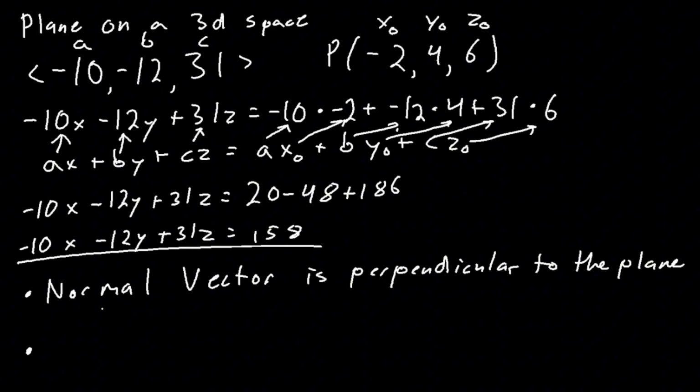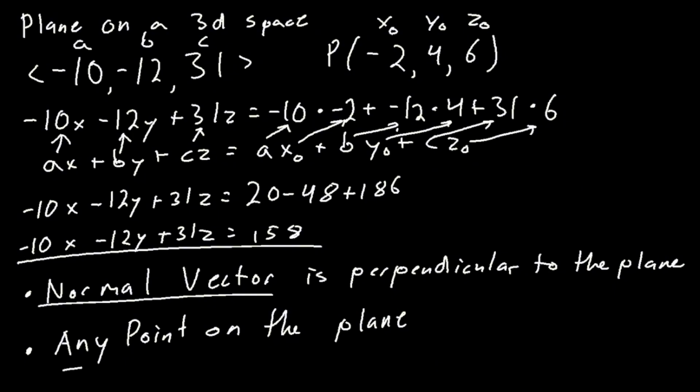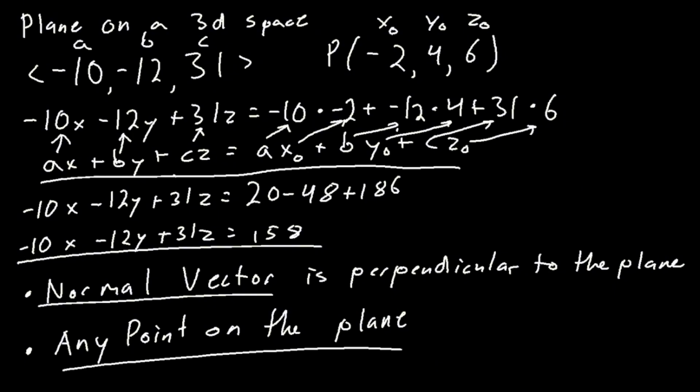And the point is, you need two things, any point on the plane. So remember, you need two things, a normal vector, any point on the plane. And then you can use this format here, or the format that your teacher or professor is using, and there it is. The formula for a plane in three-dimensional space.